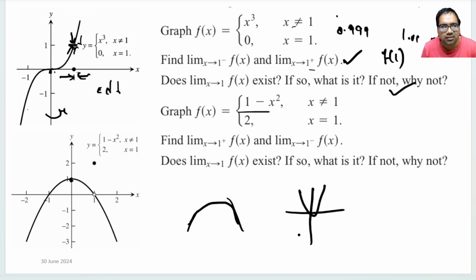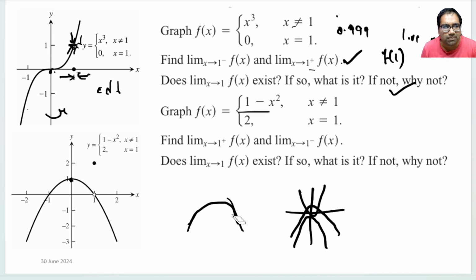X square is this, minus x square is the inversion of this, and minus x square plus 1 is this graph shifted 1 unit upwards. Okay, so minus x square is this graph, and plus 1, f of x plus c, is the graph shifting upwards. So this is symmetric with respect to the y-axis. That means this is an even function.